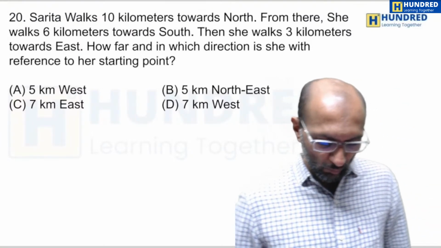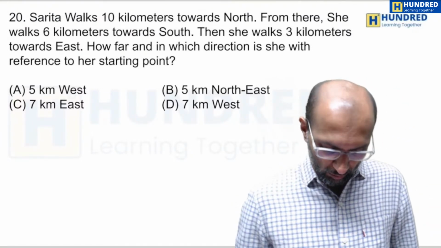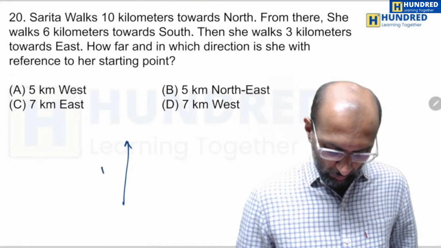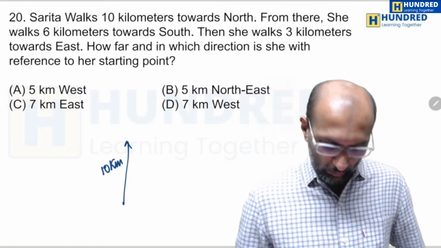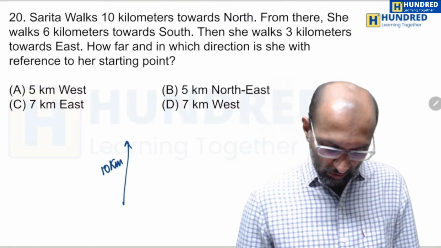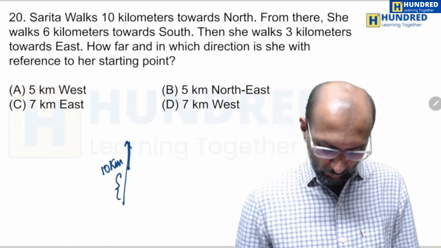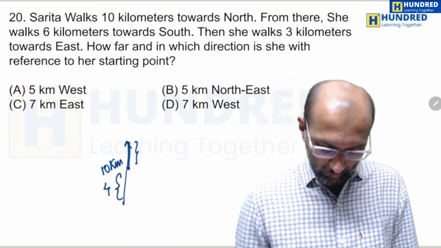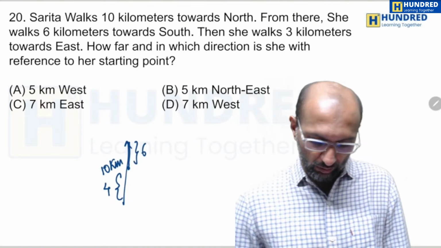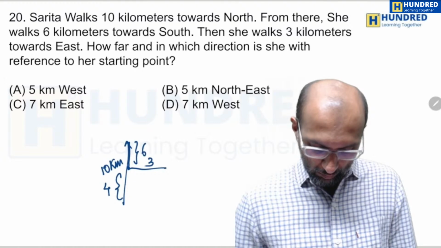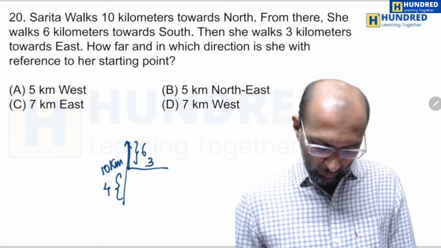Okay, Sarita walks 10 kilometers towards the north. So she's walking north 10 kilometers. From there she walks 6 kilometers south. Again she is coming back. So this is 4 and this is 6. Her position is here. Then she walks 3 kilometers towards the east. This is the final position.